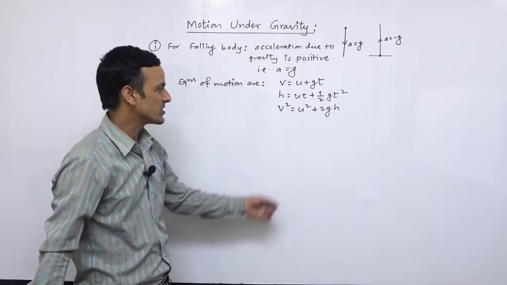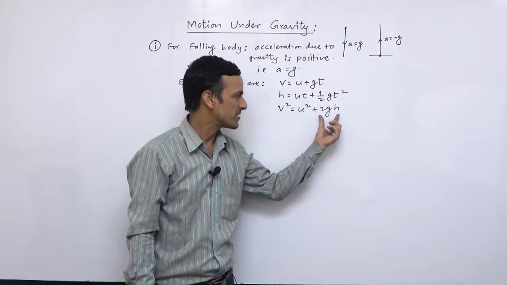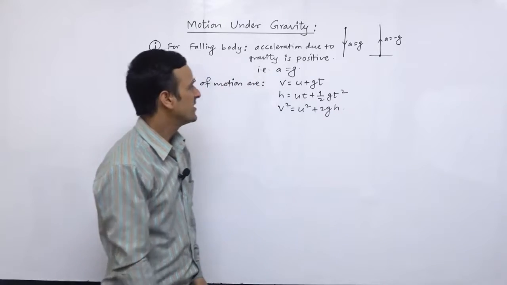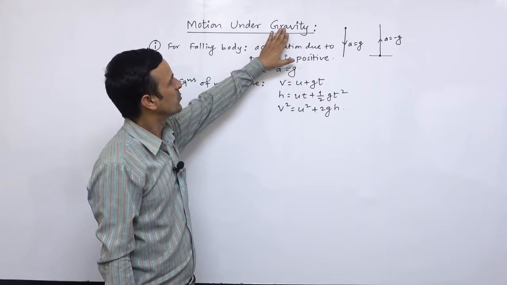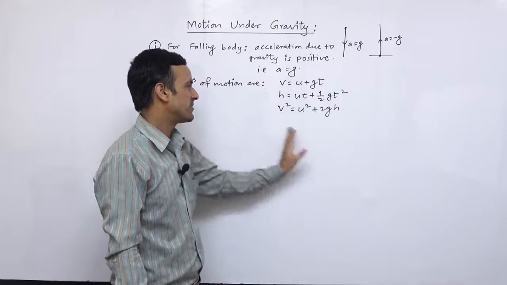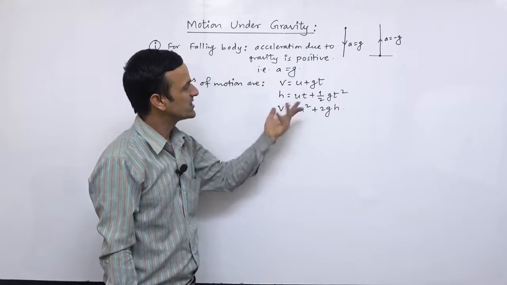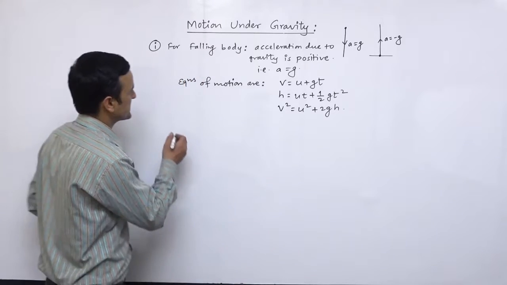So our equation of motion will be v square is equal to u square plus 2gh. So these are the equations of motion applied in motion under gravity. Gravity को under मा भएको motion लाई हामी यसरी express गर्न सक्छौं. So these formulas are useful to solve the questions in exercises.